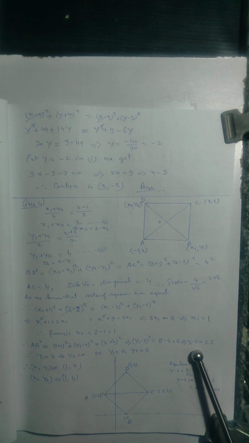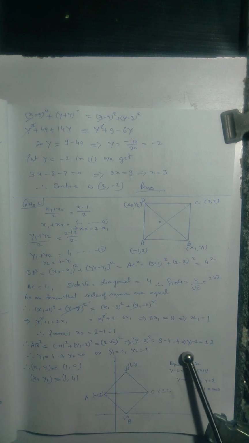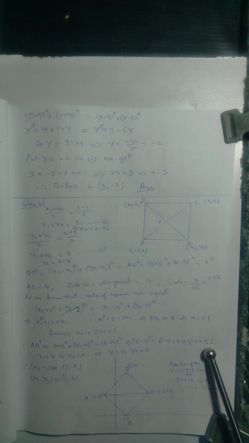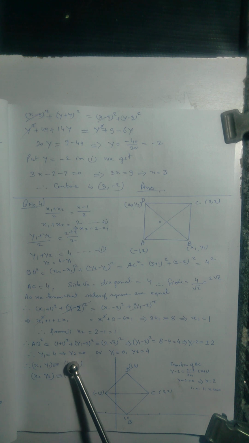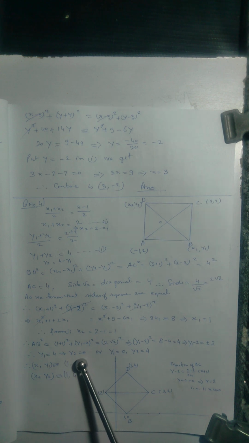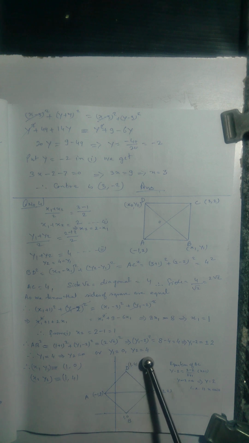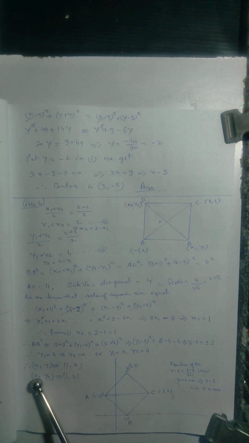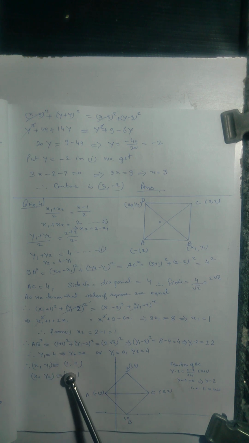So y1 minus 2 will be equal to plus minus 2. So y1 is equal to 4. This implies that y2 is equal to 0. Or y1 is equal to 0. This implies that y2 is equal to 4. So therefore x1, y1 will correspond to 1, 0 and x2, y2 correspond to 1, 4.